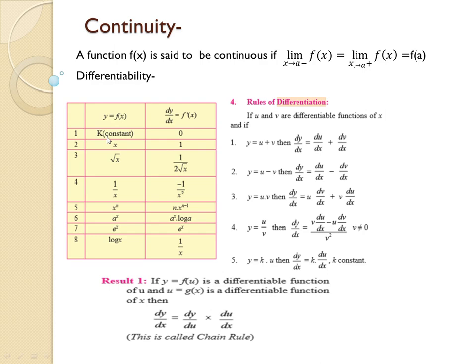Now these are some formulas of derivative. You have to learn all these formulae. Derivative of k is equal to 0. Derivative of x is 1. Derivative of root x is equal to 1 upon 2 root x. Derivative of 1 upon x is minus 1 upon x square.